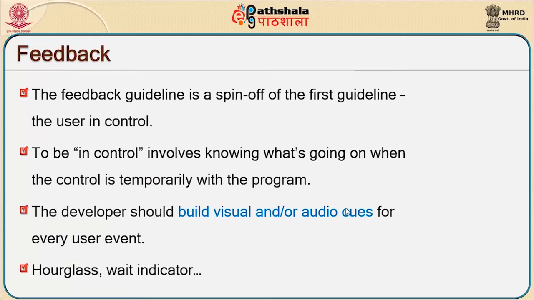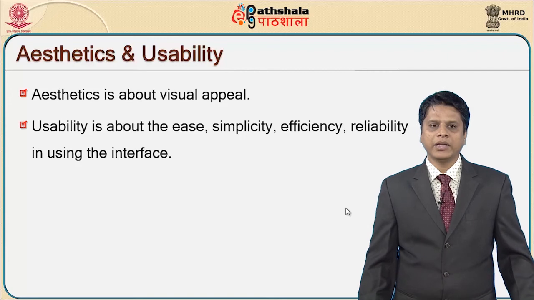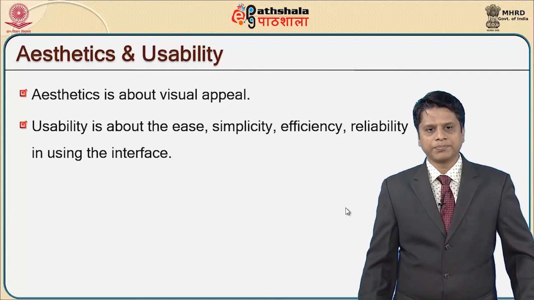And finally, there is an important component which is required, which is called feedback. This feedback guideline is a spin-off of the first guideline: the user is in control. To be in control involves knowing what's going on when the control is temporarily within the program. The developer should build visual and/or audio cues for every user event. There should be a wait indicator which should give the appropriate feedback to the user. And finally, this should provide aesthetics and usability.